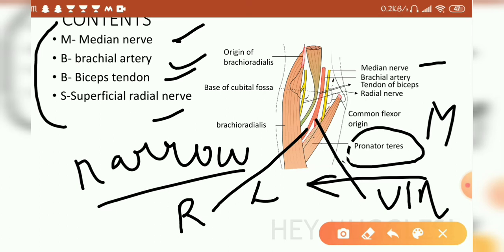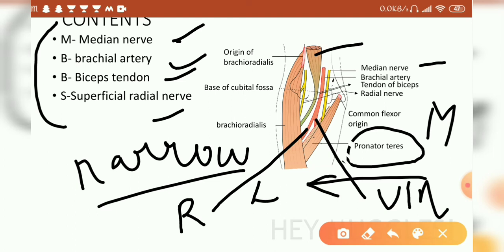Then we have biceps tendon. Biceps tendon passes backwards and laterally to attach to radial tuberosity, right? This is your biceps tendon. So it is passing backwards and it attaches to radial tuberosity. Radial tuberosity is not visible in this diagram.